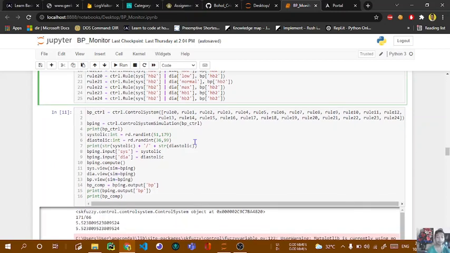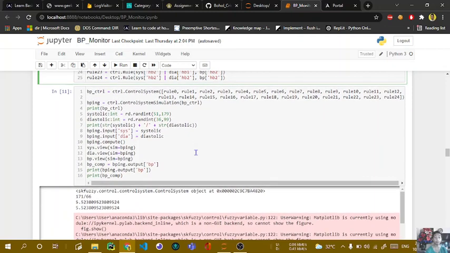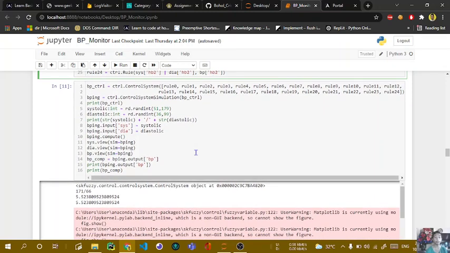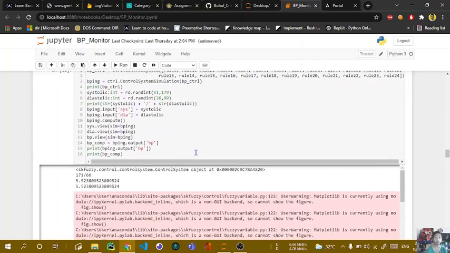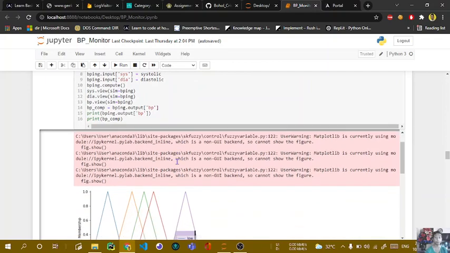So here in our program, instead of inputting different numbers, we just randomize it. Systolic is randomized from 51 to 179, which is inside the range, and the diastolic is 36 to 99. After that, we show the figure of the systolic and diastolic, and also the BP.